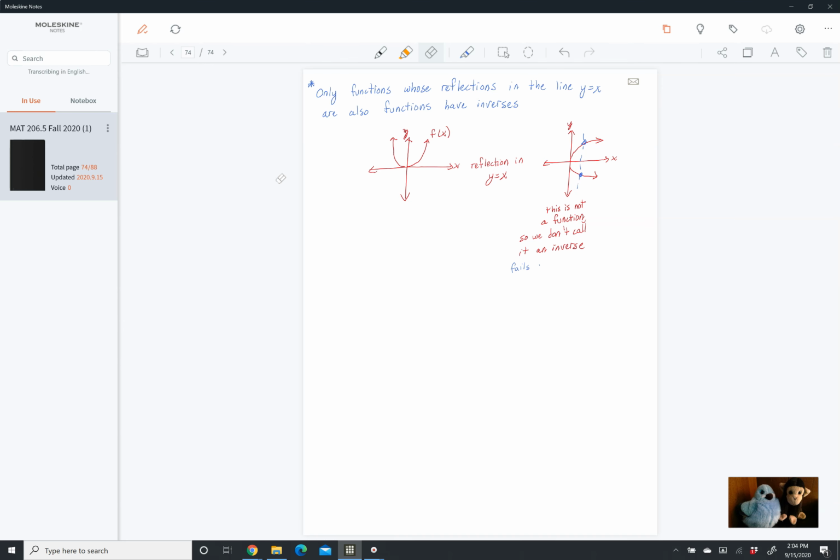Now we have a way of testing for this without having to figure out what the reflection looks like, okay? It turns out that we don't have to draw the reflection because all we have to do is perform the horizontal line test. If a function passes both the vertical line test and the horizontal line test, then we know it has an inverse. Its reflection is a function. We call it a one-to-one function, okay? So only one-to-one functions have inverses.